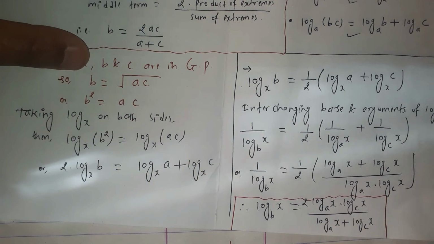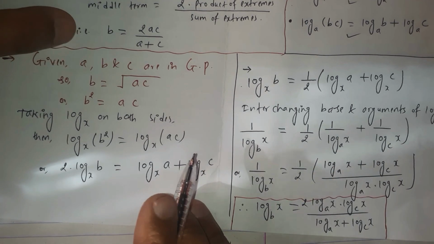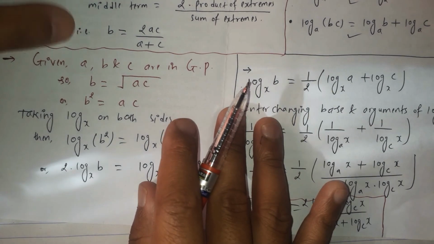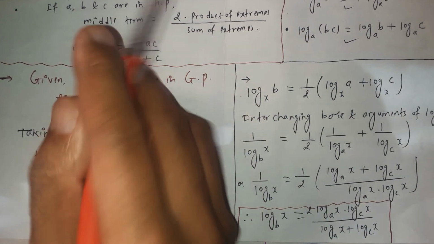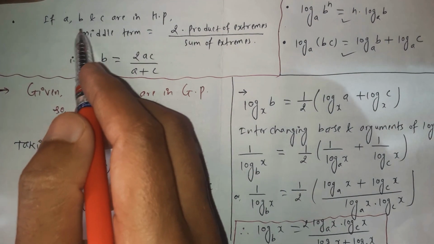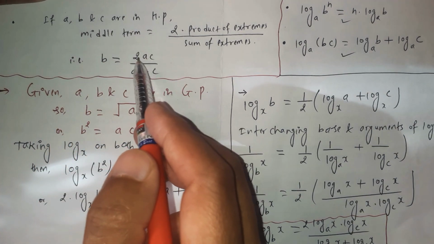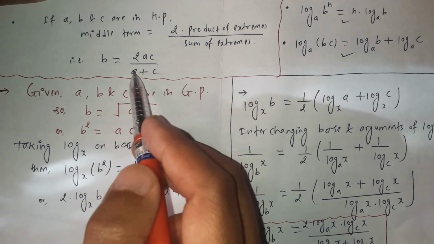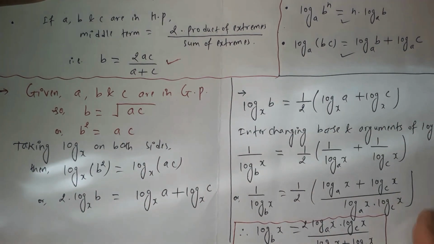Here we just calculate the value of log with base b of the number x, and doing the research on this formula by observing this formula, here is the same case. If the numbers a, b, and c are in HP, then the middle term will be 2 times the product of the extremes over the sum of the extremes. Please remember this formula.